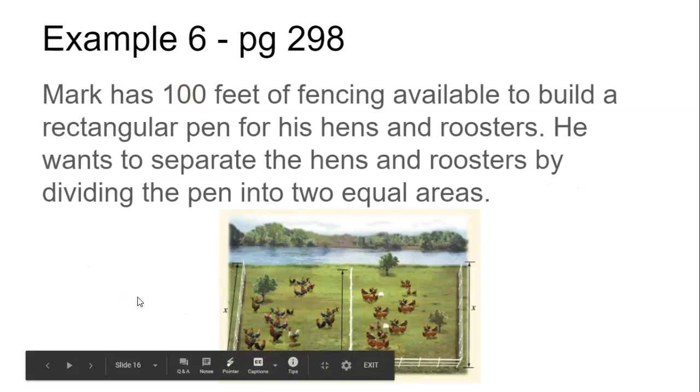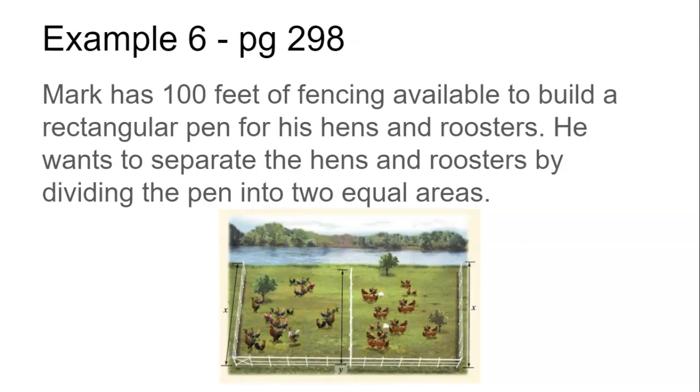For our last problem, on page 296, we skipped a few of the examples because they are more or less the same. We're looking at maximizing area, so you should have this problem on page 298 in your guided notebook. I'll let you read the little background information, but there's an image of what we would hope to obtain. We have a plot of land that we want to section off or partition off for hens and roosters, and we want the areas to be equal.